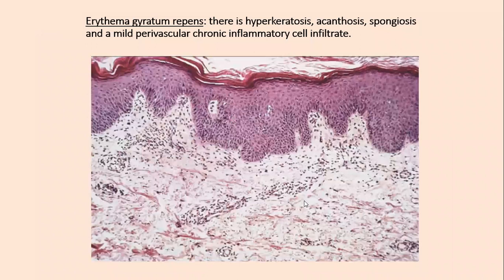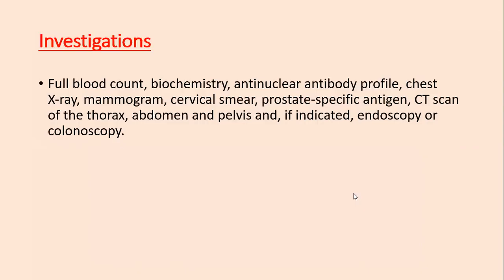Histology is again characterized by hyperkeratosis, acanthosis, spongiosis, and mild perivascular lymphocytic infiltrate. We have to exclude the causes of malignancies like full blood count, biochemistry, anti-nuclear profile, chest X-ray, mammogram, cervical smear, prostate, CT scan, thyroid, abdomen and pelvis, endoscopy or colonoscopy.